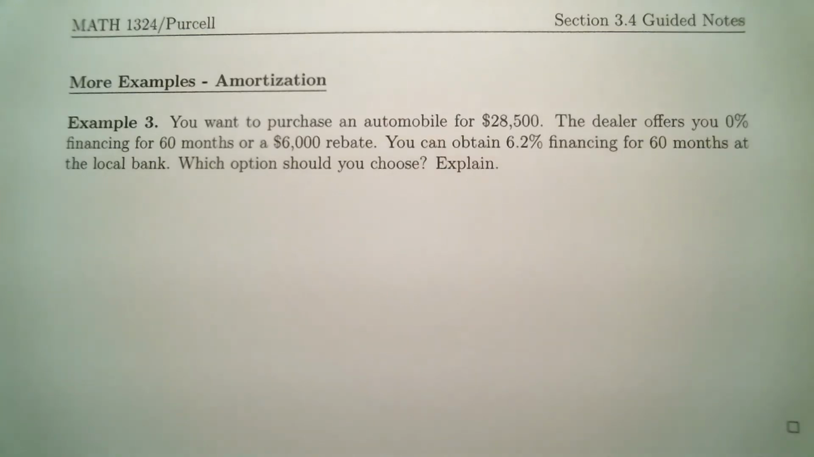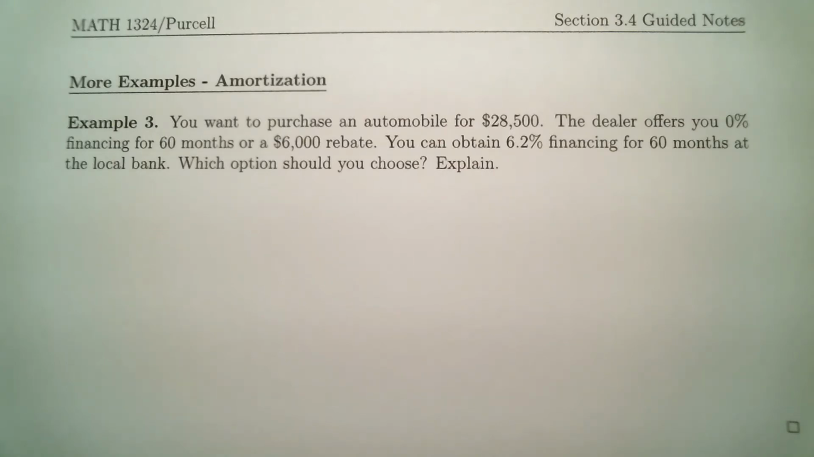Okay, now that we've been introduced to the concepts of amortization and unpaid balance, let's do some more examples. In example 3, you want to purchase an automobile for $28,500. The dealer offers you 0% financing for 60 months or a $6,000 rebate. You can obtain 6.2% financing for 60 months at the local bank. Which option should you choose? Explain. So this is a very realistic situation that you might encounter when you're going to purchase a car.